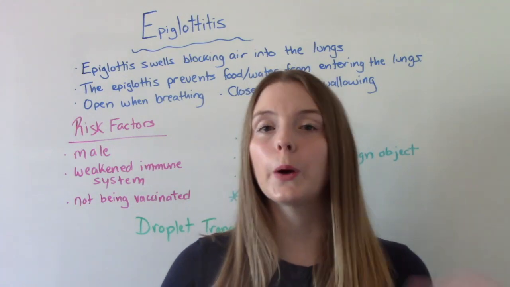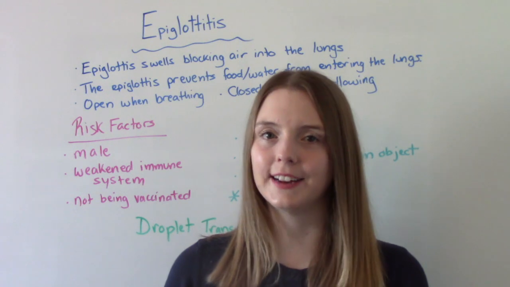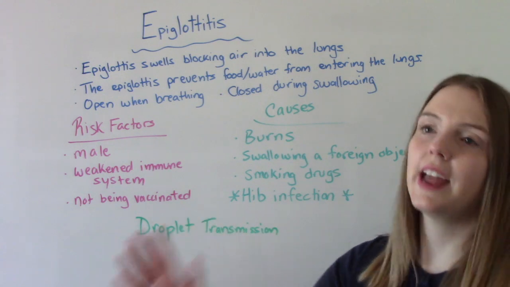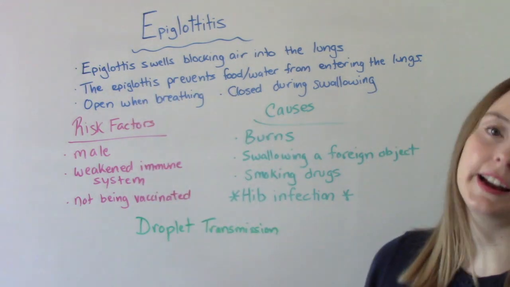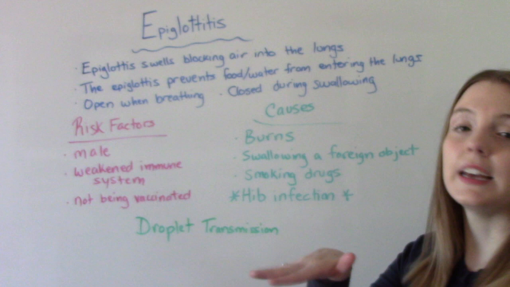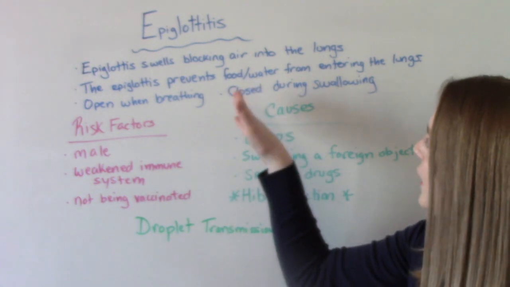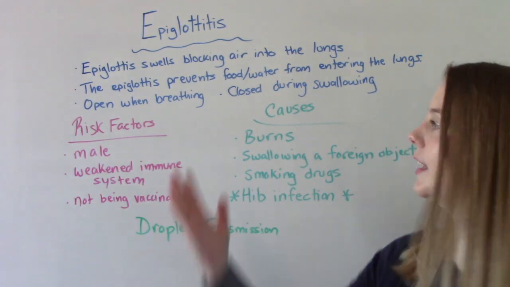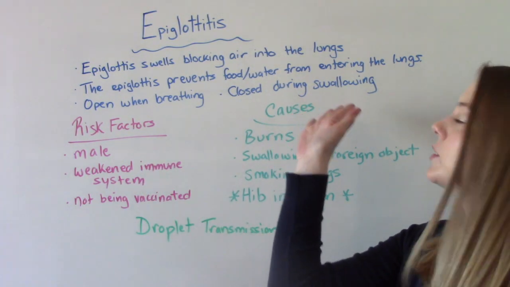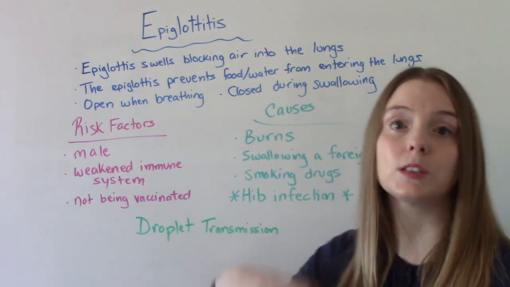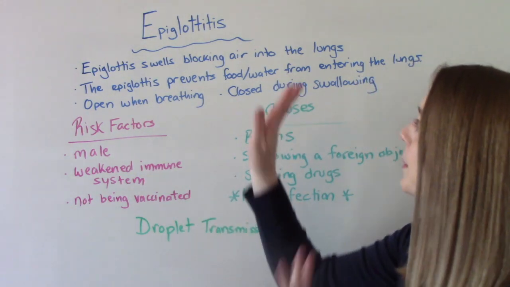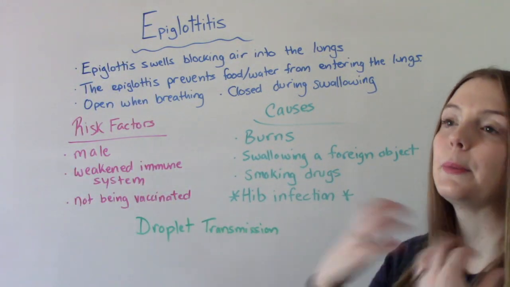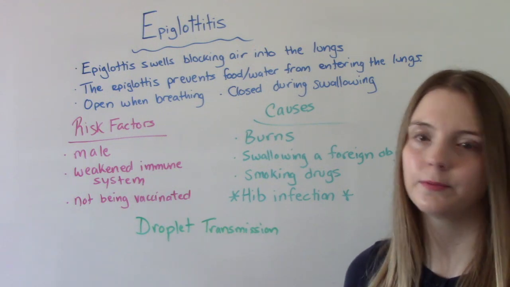In today's video, we're going to be talking all about epiglottitis. So let's get into it. The first thing, just a little anatomy review here: the epiglottis, what does it do? It's a little flap that prevents things like food and water from entering down into your lungs. So when you're breathing, it's open, but when you're eating or drinking, swallowing, it closes to prevent aspiration. So epiglottitis happens when the epiglottis gets swollen and then it blocks the airflow to the lungs.